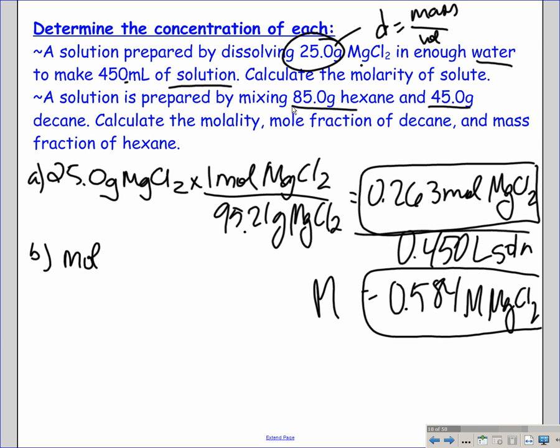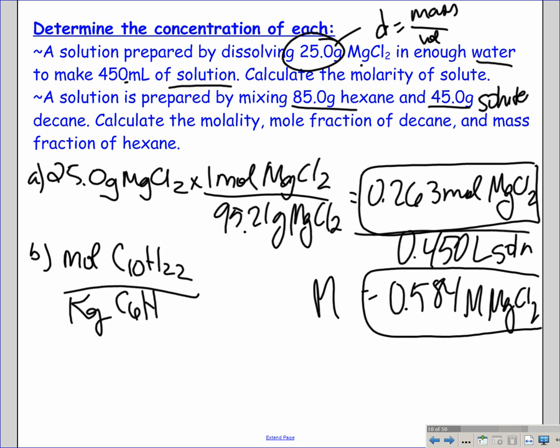So who's the solute? Decane. So formula for decane? C10H22. Okay, so moles of decane, because that's our smaller number. This is our solute divided by what? Which is formula C6H14. You're just doing 2n plus 2 in your head. Yes? Okay. So now, molality.